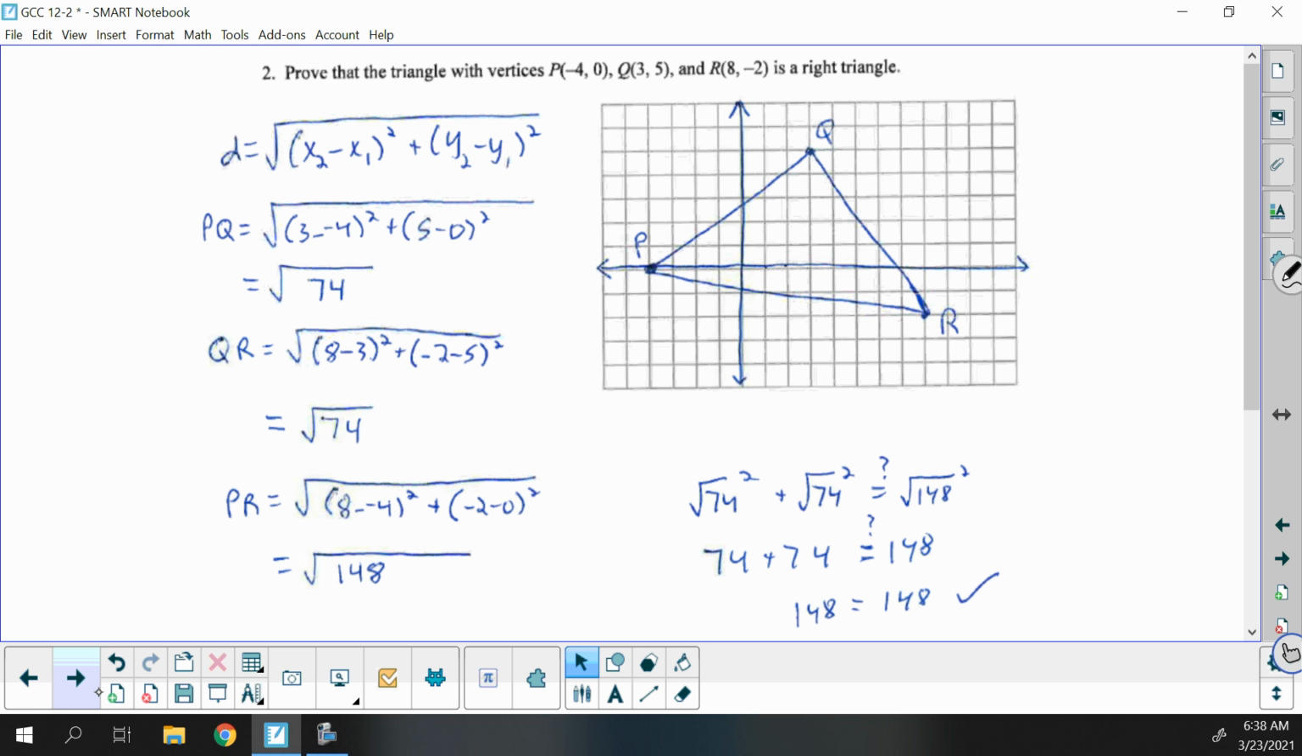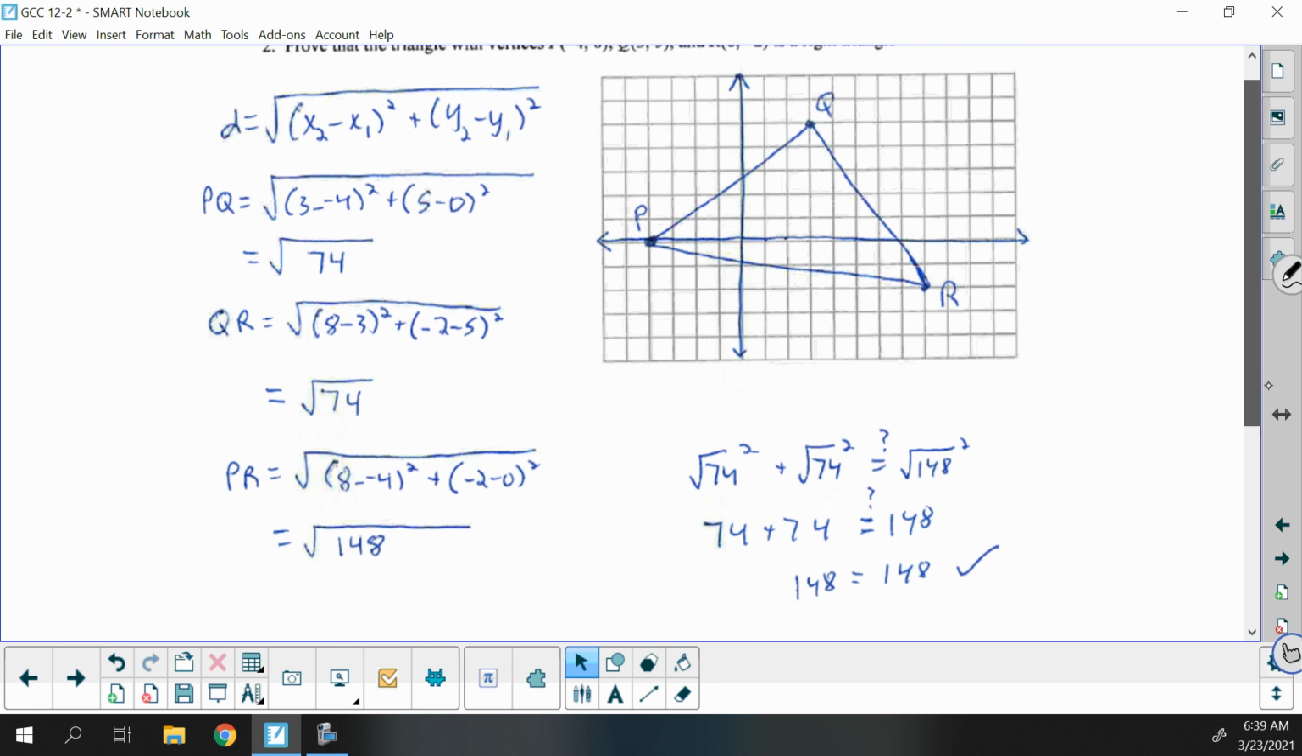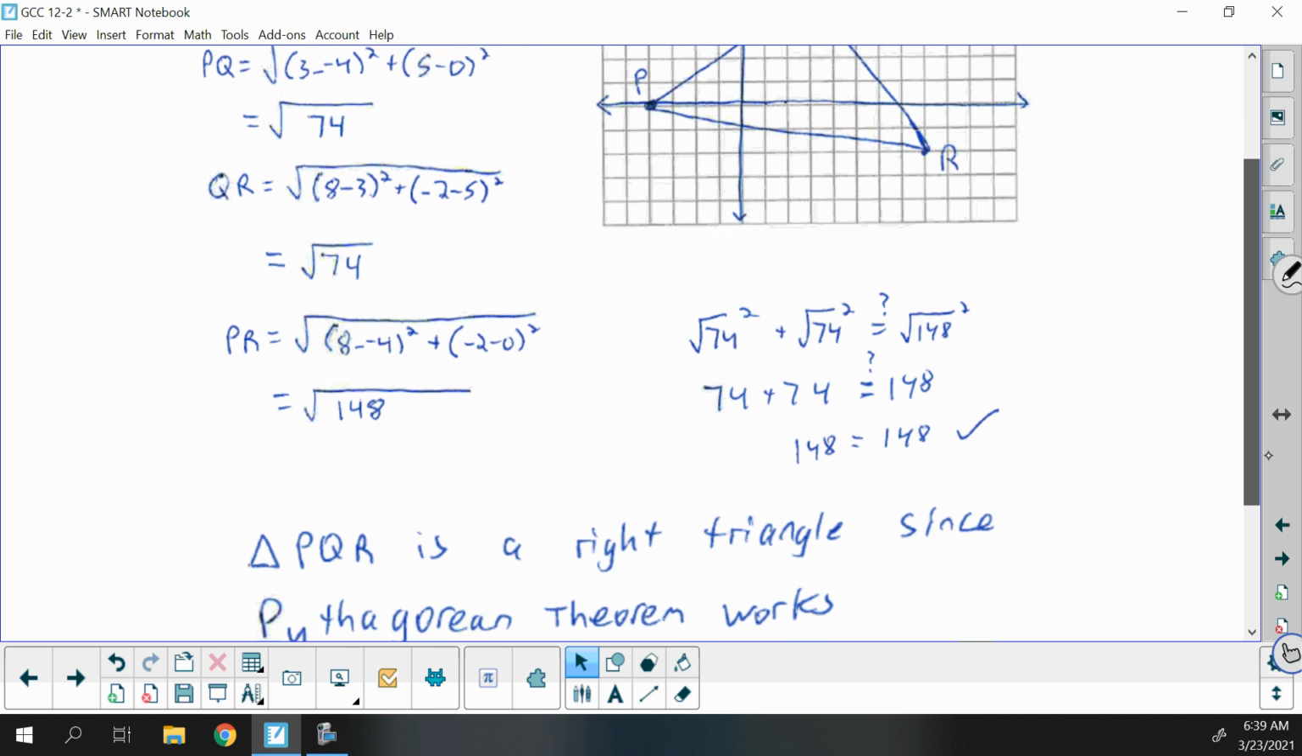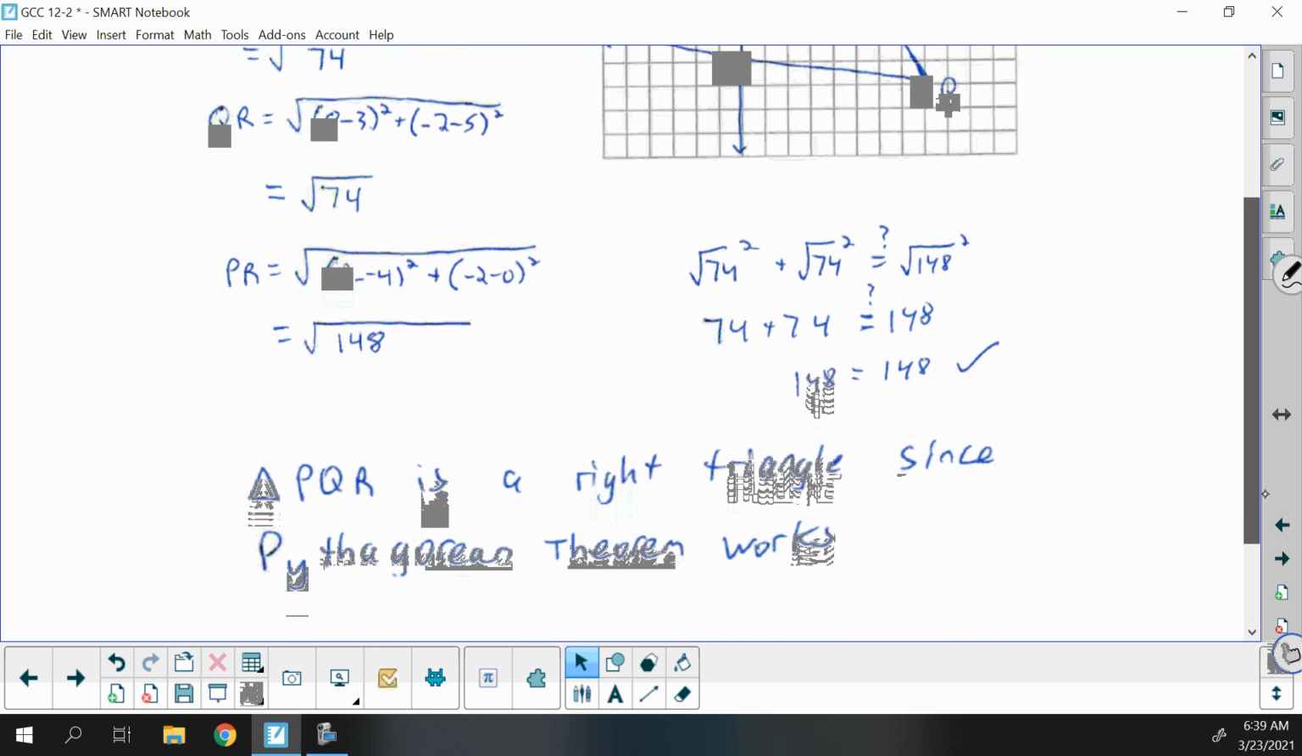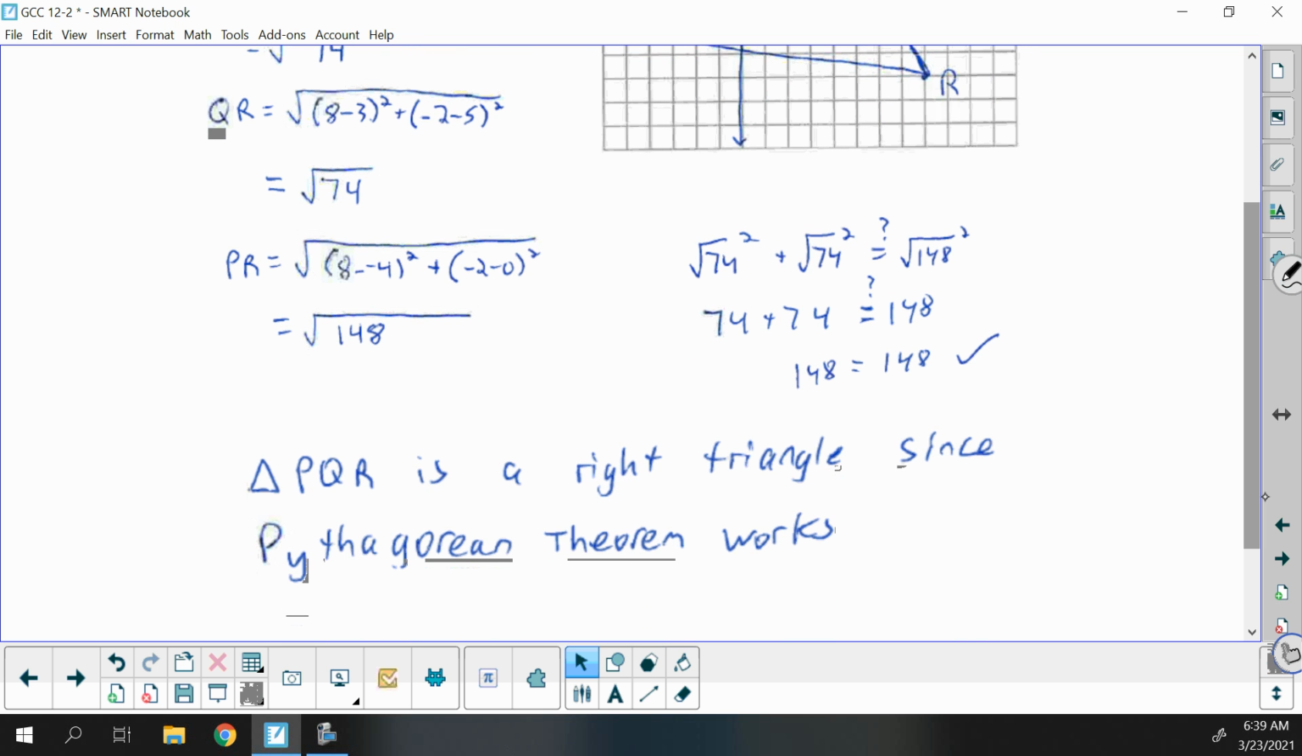Number 2, we want to show it's a right triangle. Plot your points. Our goal here is to find the length of all the sides and then show Pythagorean theorem works. So find your 3 distances. You have them there. If you're going to do Pythagorean theorem, sometimes it's best to not simplify them. It's easier to do your Pythagorean theorem. The one with the longest has to go in your hypotenuse spot, so that's square root of 148. It did check out, so we could say triangle PQR is the right triangle since Pythagorean theorem works.